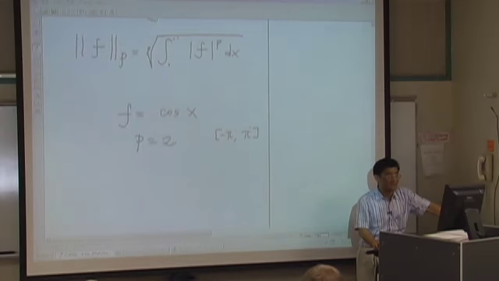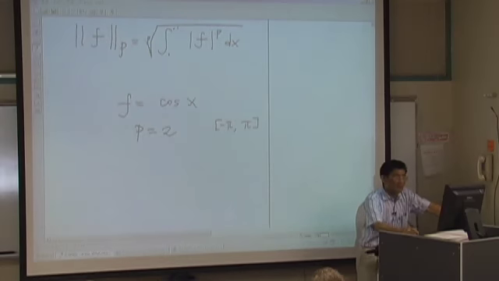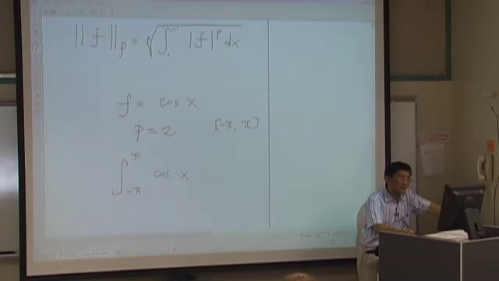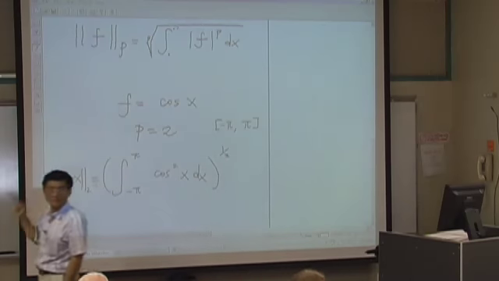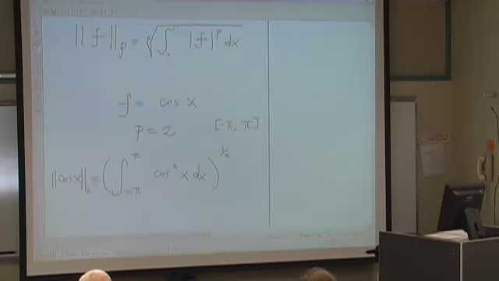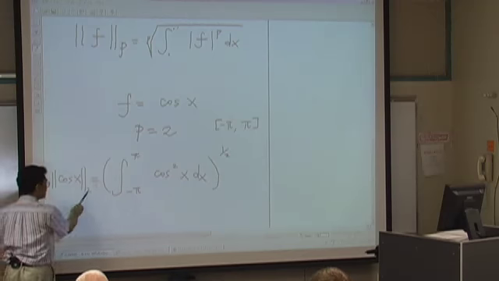Then, let's do it. According to this, what you need to do is the integral from minus pi to pi of cosine x squared, because p is 2, dx, and then the 1/2 power later, right? This whole thing to the power of 1/2. So this is the norm of cosine x, the 2 norm of cosine x. Do you follow me? So we can determine the norm of any function. Instead of just differences, we generalize the concept. If you don't understand, ask me. We completely generalize the concept.